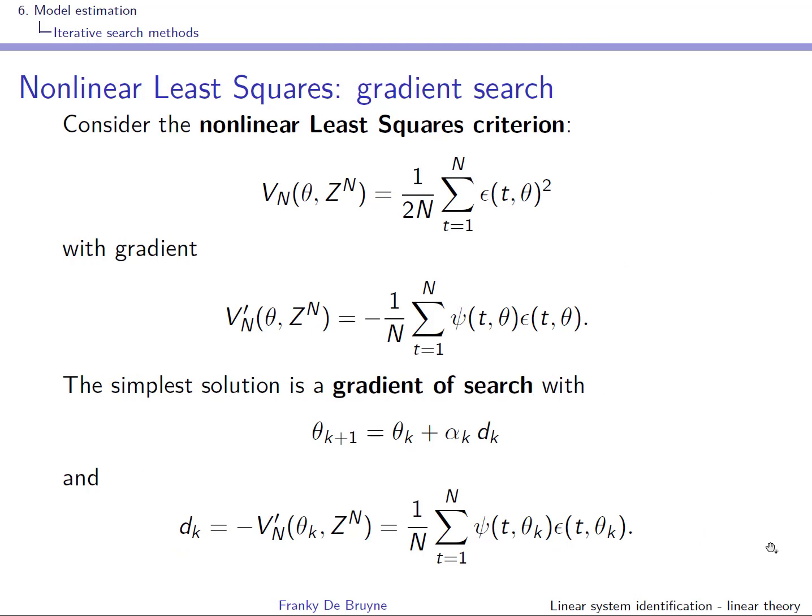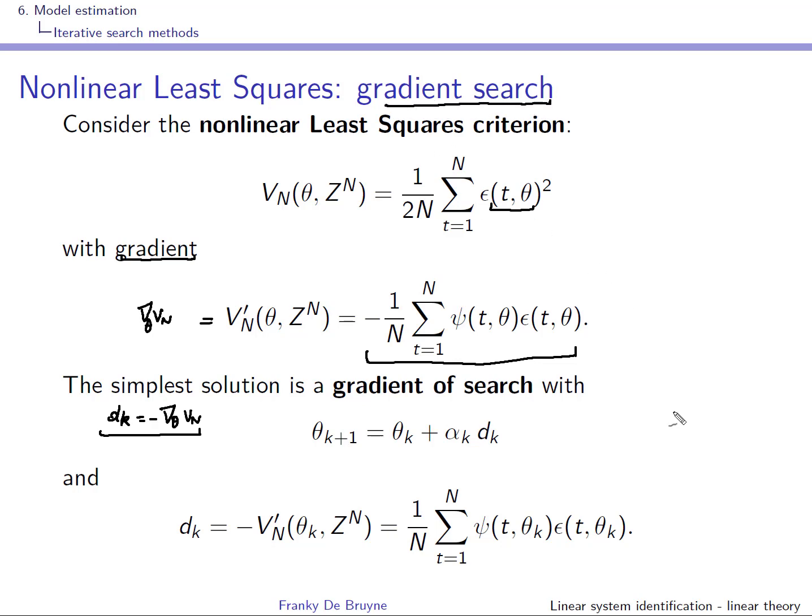So this is the situation. We have a non-linear least squares criterion for identification. It's based on the prediction error, and we have computed the gradient of this cost function with respect to theta, right? And we have obtained this in the previous slide. Remember that we had this family of search routines, right? And if you take d k equal to minus the gradient, what you obtain is a so-called gradient search.